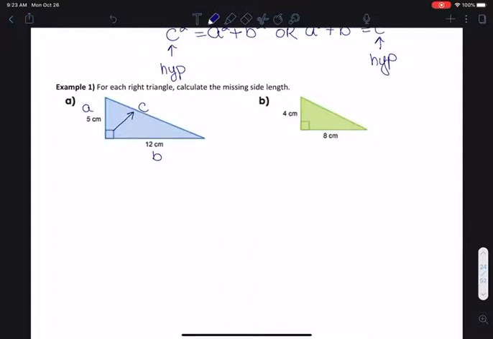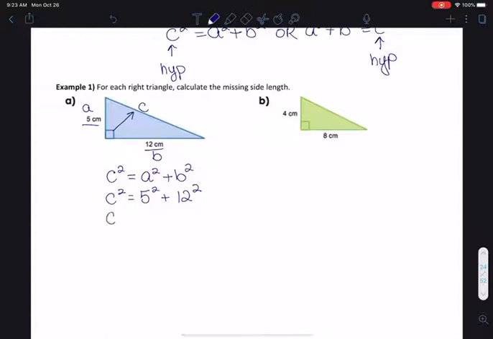So we have that A squared plus B squared is equal to C squared. I'll write the C squared first because that's what we're solving for. C squared is equal to A squared plus B squared. So C squared is equal to, well, A is equal to 5, so I'm going to put 5 squared, and B is equal to 12, so plus 12 squared. And hopefully we have a calculator handy, which of course I don't. I'm going to have to do this in my head.